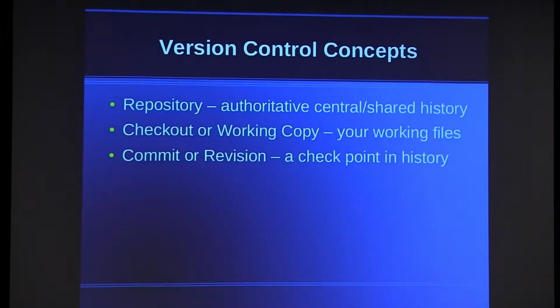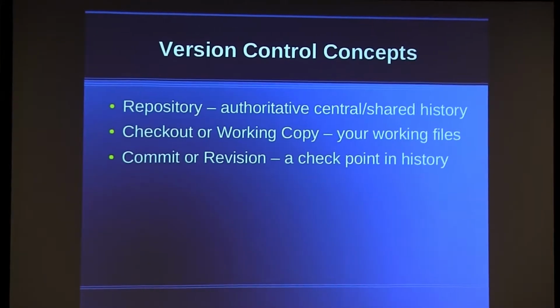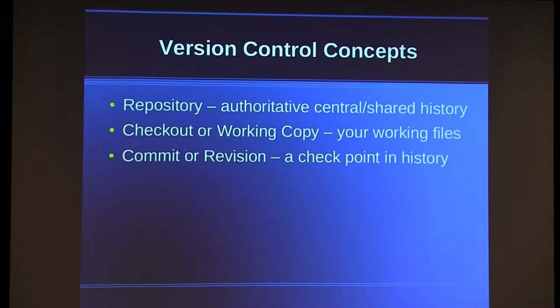So a couple core concepts to cover is that a repository is like an authoritative central place where the history is kept. So in some version control systems, you just have one central place. With Git, you can have multiple, and I'll try to explain that a little bit better in a second.